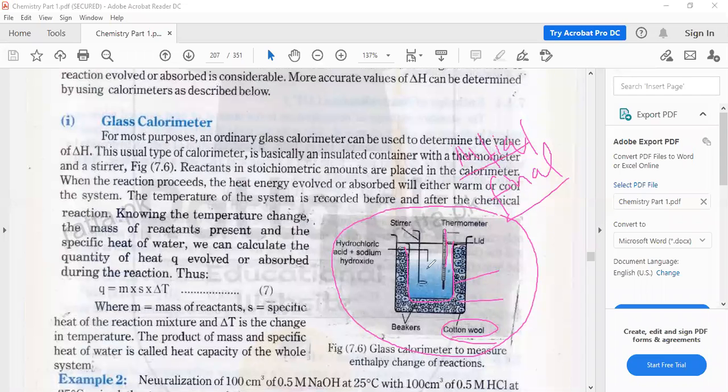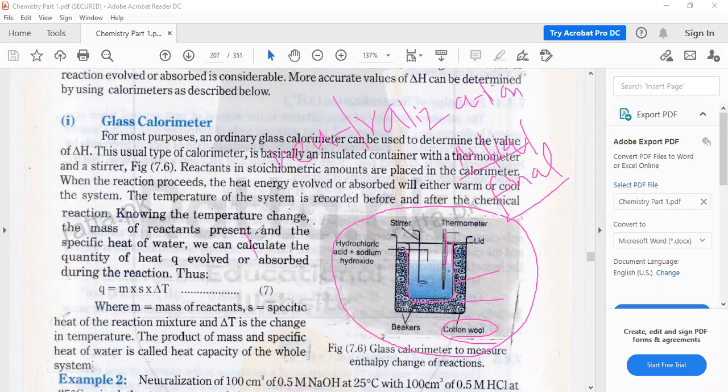This is a stirrer. While we are doing the reaction, we have to continuously stir this. So for example, we are doing the reaction of neutralization. Mostly in a glass calorimeter, we check the enthalpy of neutralization and enthalpy of solution. So for example, we are going to do the neutralization reaction in this glass calorimeter. So what we need is a base and an acid.